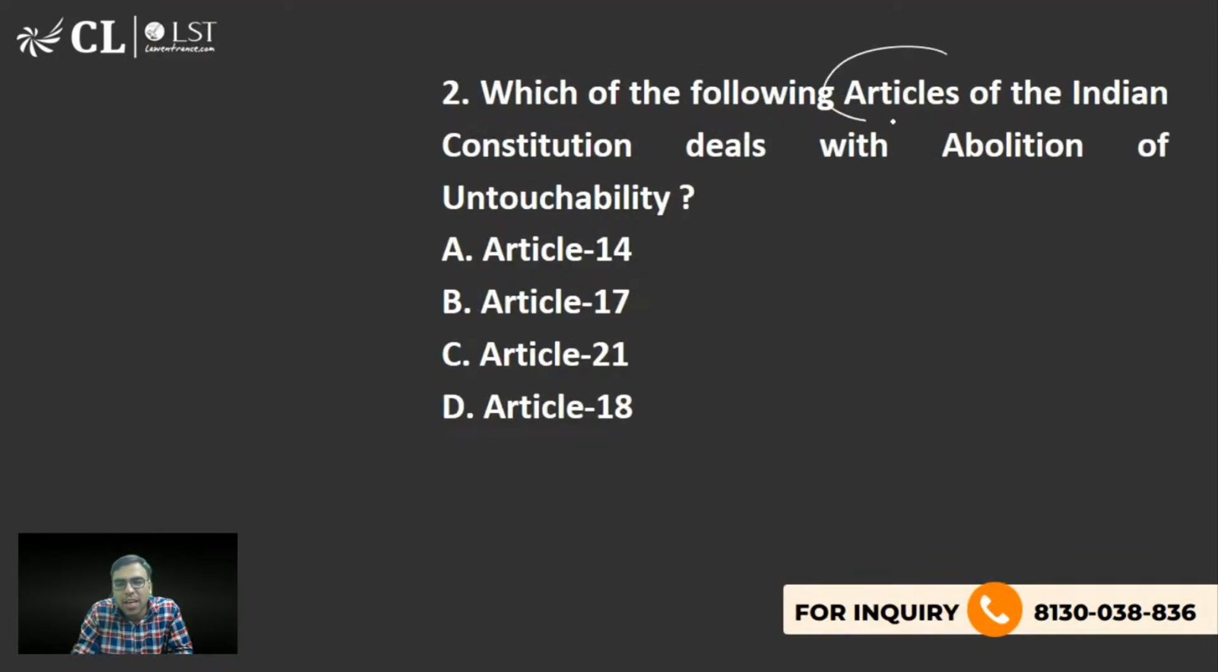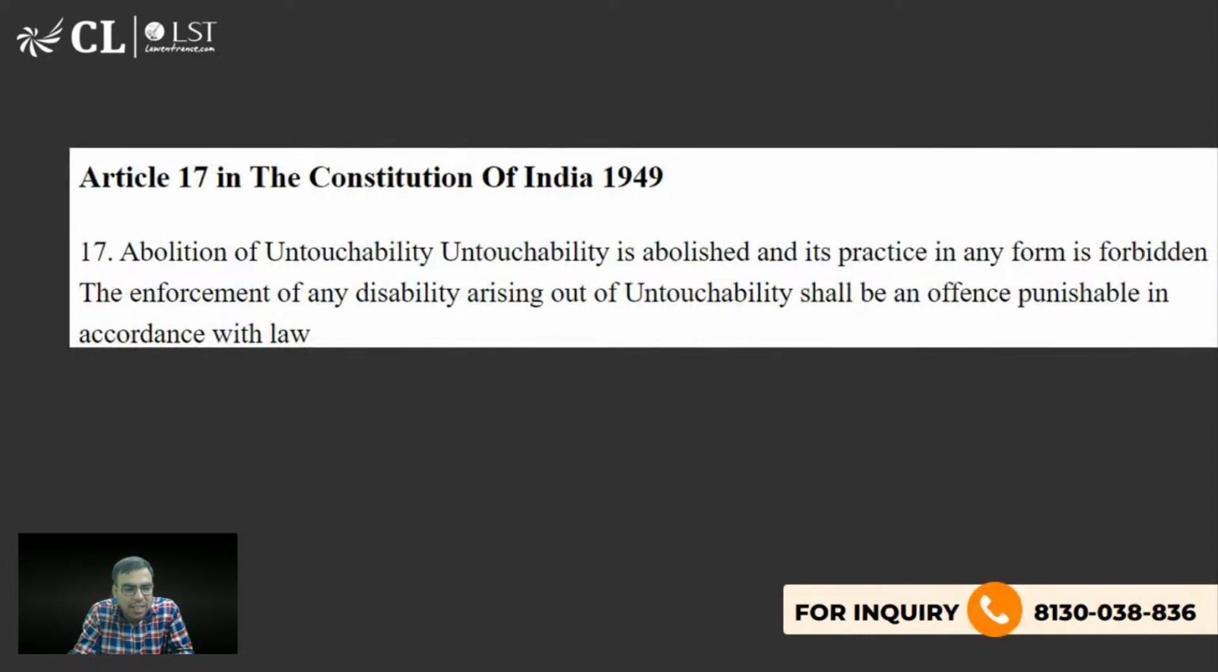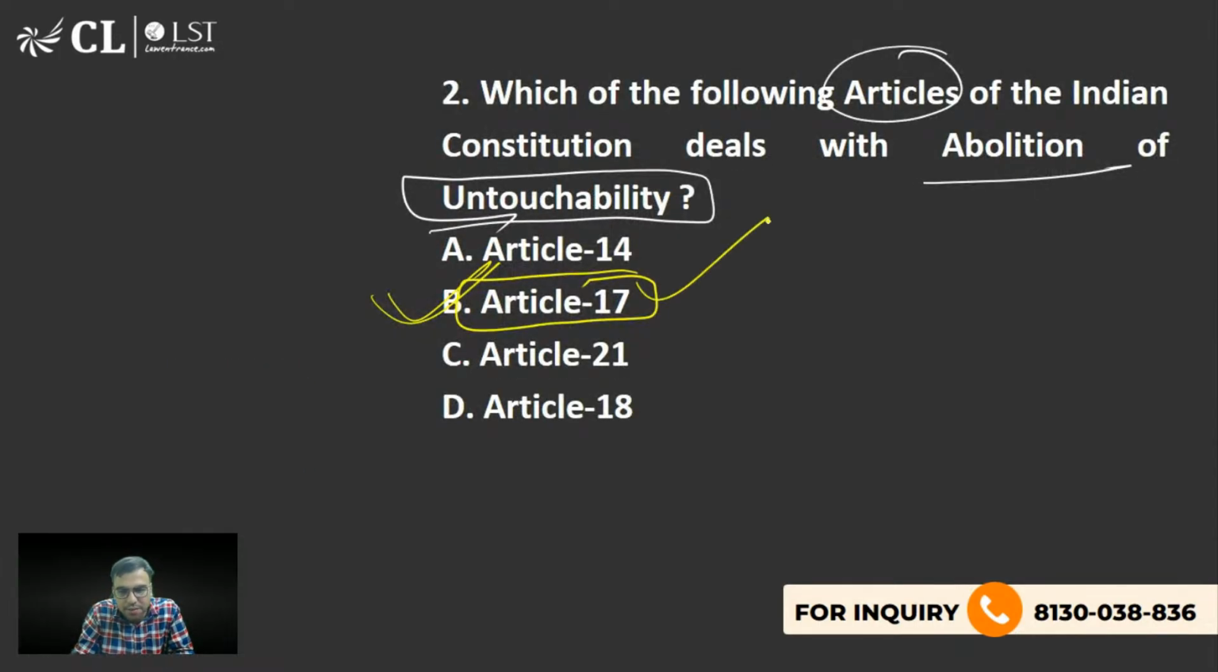The next question is, which of the following articles of the Indian Constitution talks about abolition of untouchability? Article 14, 17, 21, 18. Which article talks about the abolition of untouchability? Yes, very good. The right answer is option B, Article 17. When you read Article 17, this is the headline: abolition of untouchability. Untouchability is abolished and its practice in any form is forbidden. That is what you should know. B is the right answer to this question.